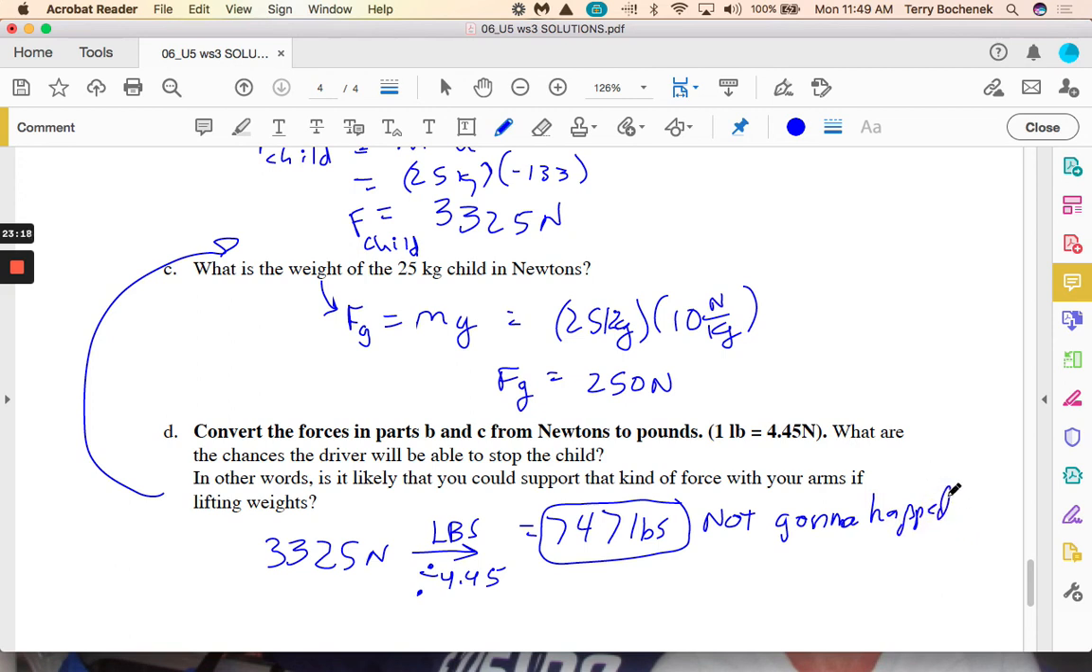If we did the same thing for the weight of the kid, 250 divided by 4.45. You don't have to know this conversion factor, but the kid's weight just alone is about 56. I said about 55, but that's only because I know that there's a little over 2 pounds to every 1 kilogram.